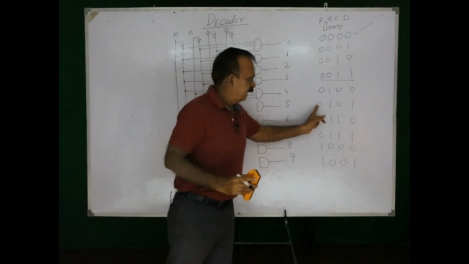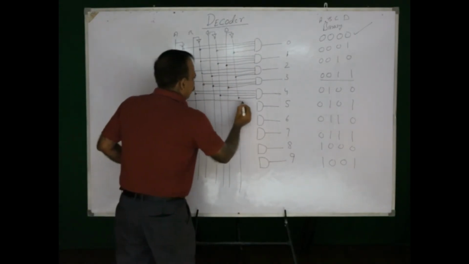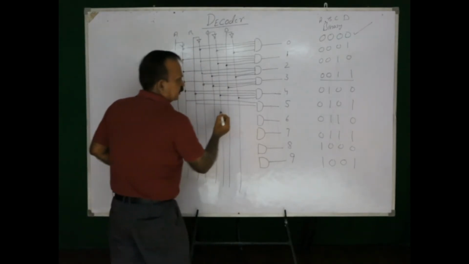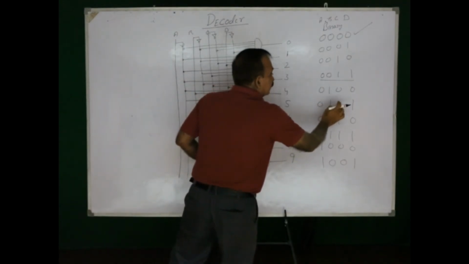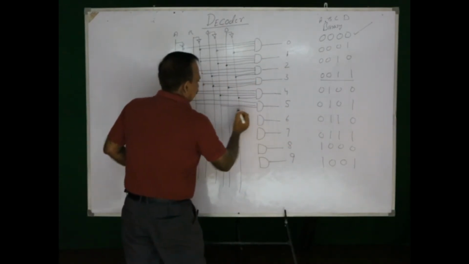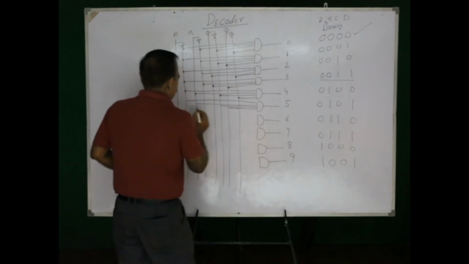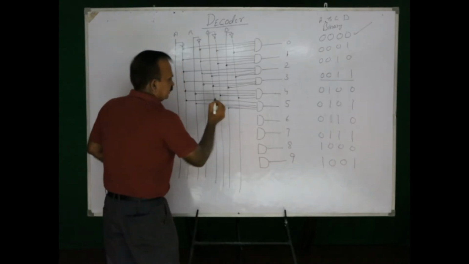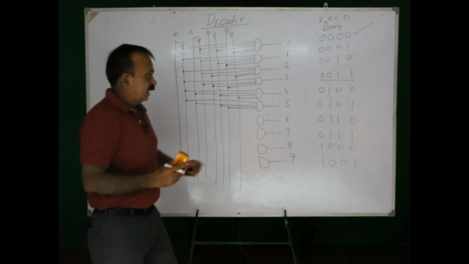What about the next? A bar, B, C bar, D. This is A bar. The next one is B. The next one is C bar, and the last one is D. Yes, it is D. So, A bar, B, C bar, and D.